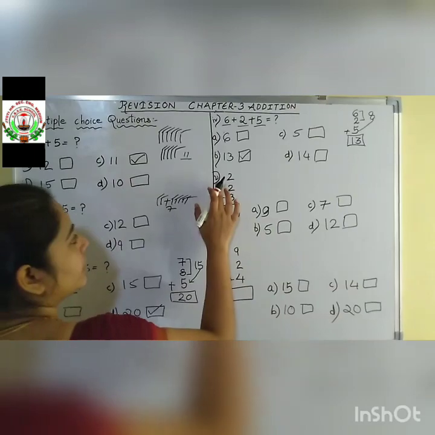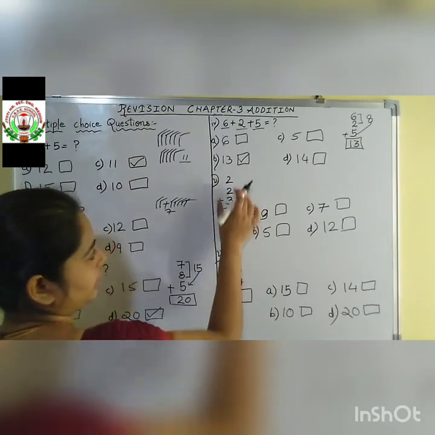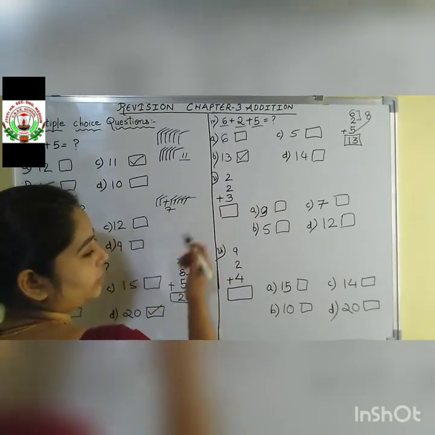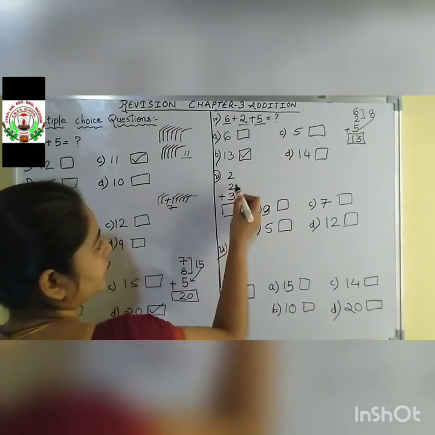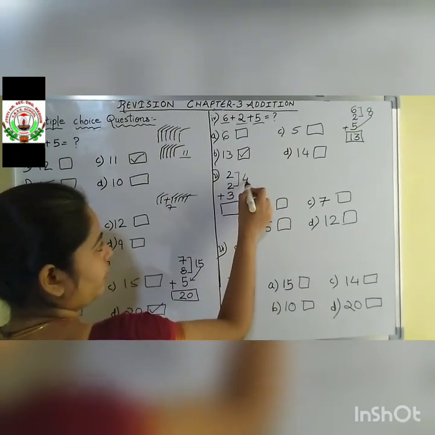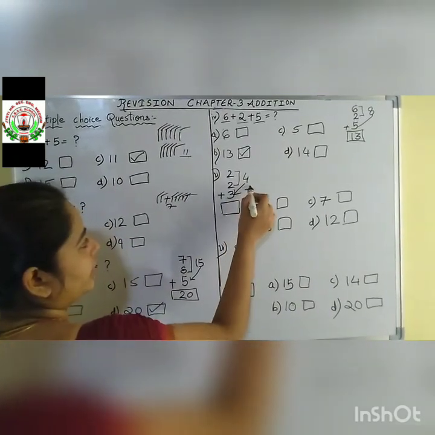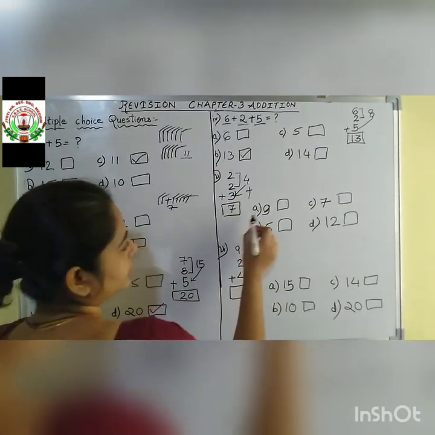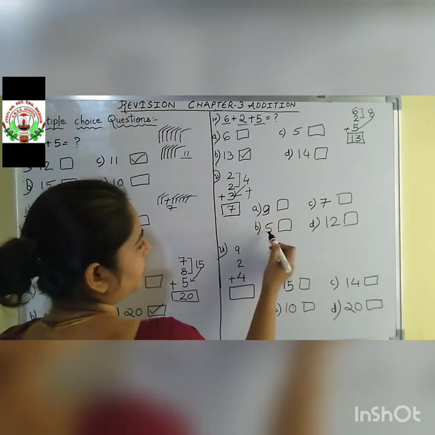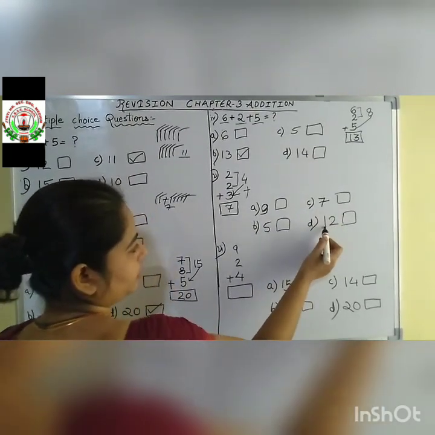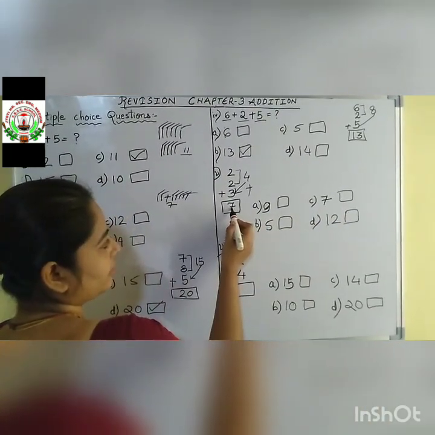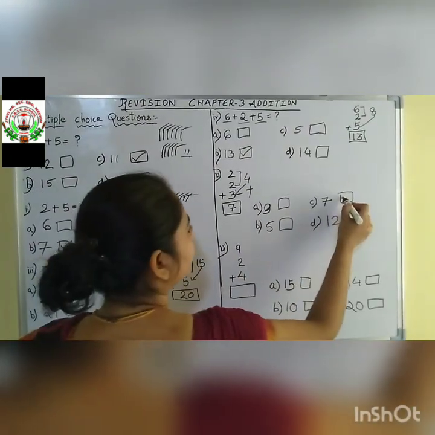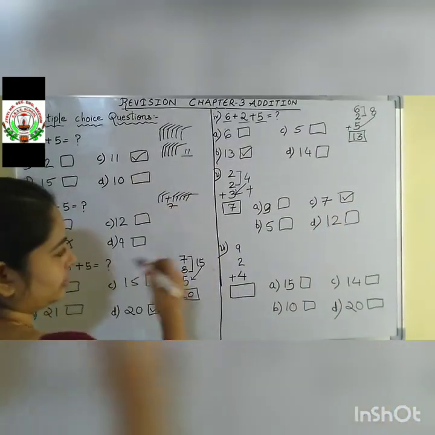Got it, children? Next, 2 plus 2 plus 3. Here it is given in this form. It will be easier for you to do. 2 plus 2, yes, 4. This 4 and 3 will be added. So the answer is 7. Let us see. A 9, B 5, C 7, D 12. Our answer 7 is in option C. So we will put a tick mark over option C like this.